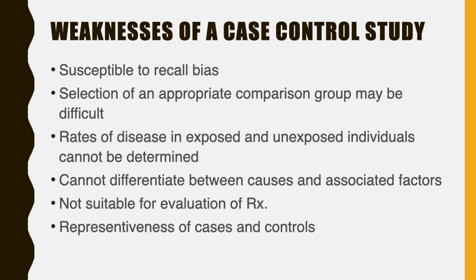But some of the weaknesses are recall bias. That's the big one. People don't remember things, especially if they don't develop a disease. You might have someone who may have smoked and they stopped smoking, but they can't remember how much they smoked 20 years ago. So they're just going to give you a number. It can also be really difficult to find an appropriate comparison group. And the rates of disease in exposed and unexposed individuals cannot actually be determined using a case control study. We also cannot differentiate between causal factors and associated factors. We just know that these factors are associated with the outcome of the disease.